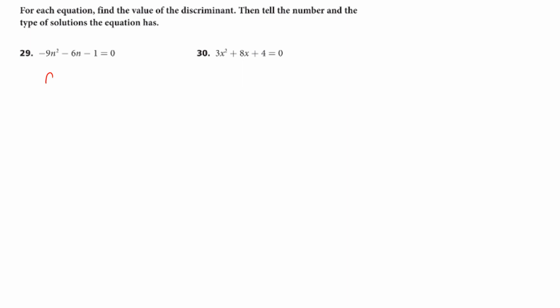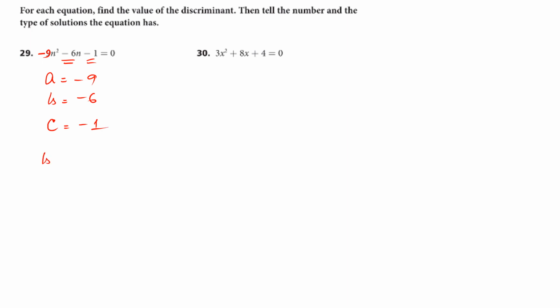So what is your A? Don't forget to write the sign. It's not 9, it's negative 9. What is B? B is negative 6. If you forget the sign, then you might end up with a wrong answer.